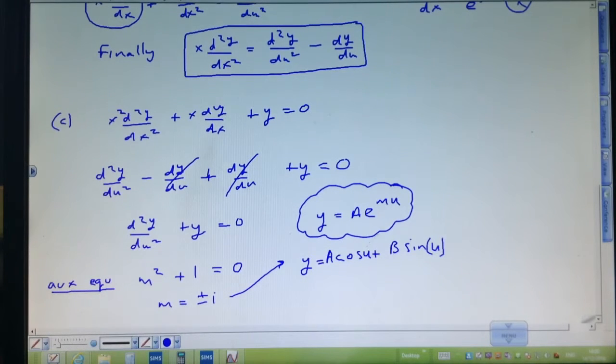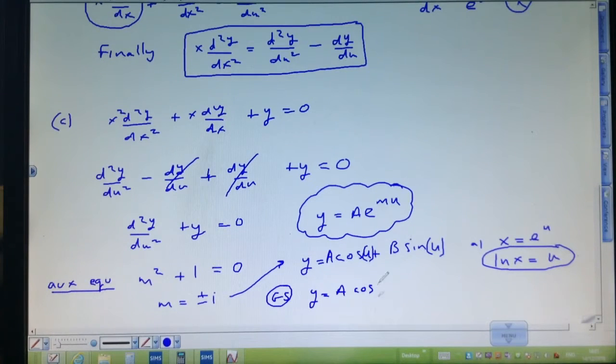Okay, now you can't just leave it in terms of u. This is the stage we're going to swing it back. So you end up with x equals e to the u. As x equals e to the u, we're going to take logs of both sides. Natural log of x is equal to u, and it's that substitution we're now going to make to get the final general solution: y is equal to A cos of ln x plus B sin of ln x.